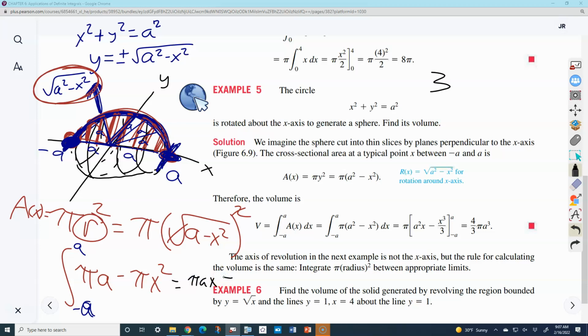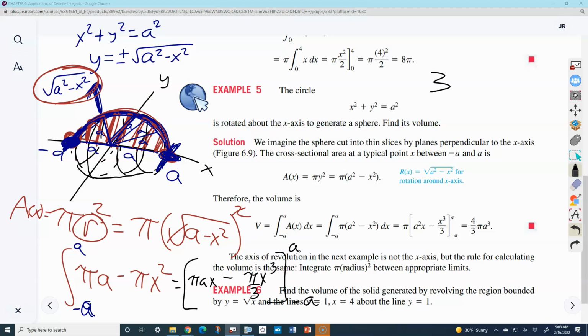What's the integral of pi x squared with respect to x? Pi x to the third over 3. Can I follow that? The integral of this, you just increase the exponent by 1 and divide by the new exponent. So it's pi x cubed over 3. And now I'm doing that from negative a to a. That means I'm plugging a into x and then negative a into x and taking the difference.